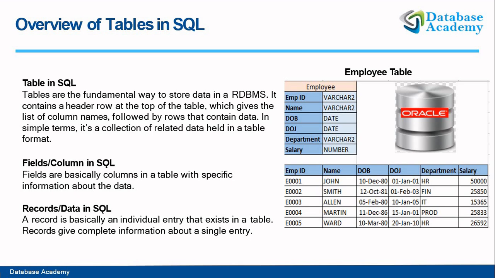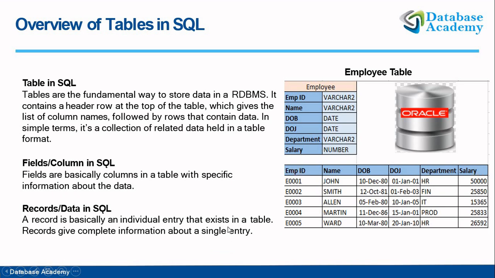Now let us understand the table structure in a database. Tables in SQL are the fundamental way to store data in an RDBMS. A table contains a header row at the top which gives us the list of column names, followed by rows that contain data. So you can see here we are creating an employee table. Here you can see employee ID, name, date of birth, job, department and salary. These are the columns which indicate what kind of data each column has.